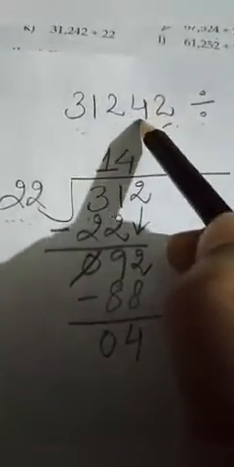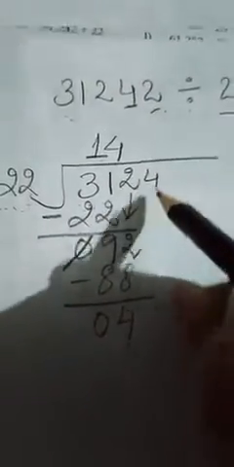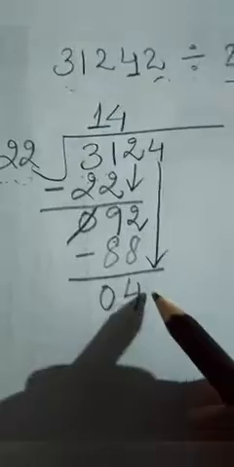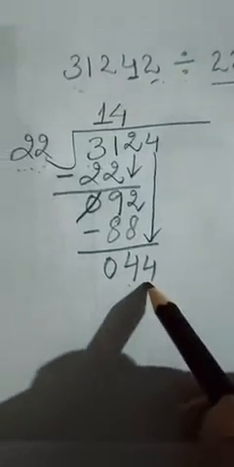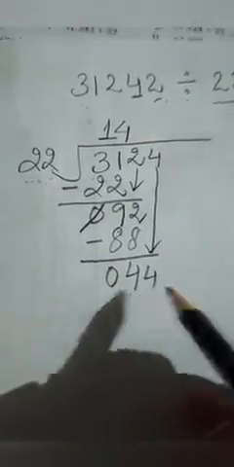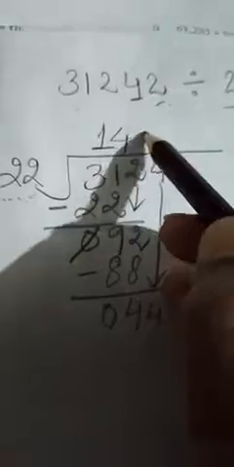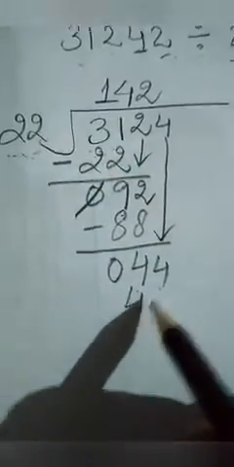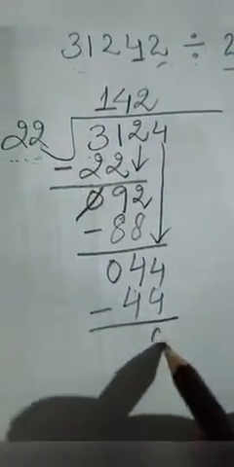Now it's the next digit's turn, that is 4. We will write this and bring it downside. It has become now 44. Now we will observe the table of 22 as we get 44 from here. 22 2's the 44, and here we will get 0.